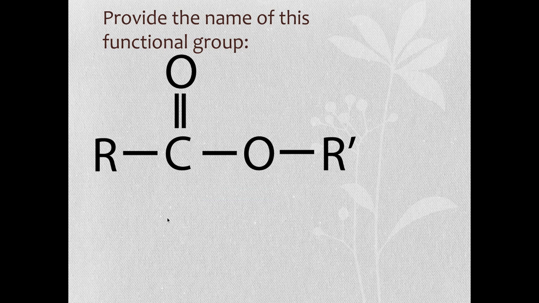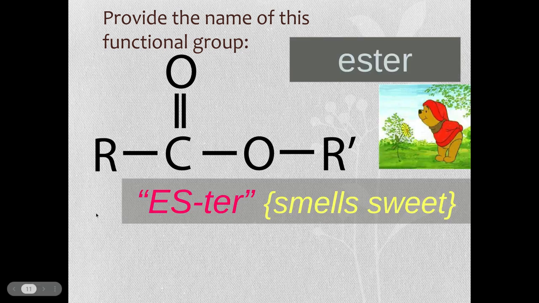So this one looks very similar to the carboxylic acid, but instead of OH, now this is O bonded to another carbon group. So you have C double bond O next to an oxygen, which is next to a carbon. This is called an ester. Ester. So the way that I memorize it is I see a whole bunch of oxygens and I say, ooh, esters smell sweet. And we use esters in a lot of fragrances for that sweet smell.